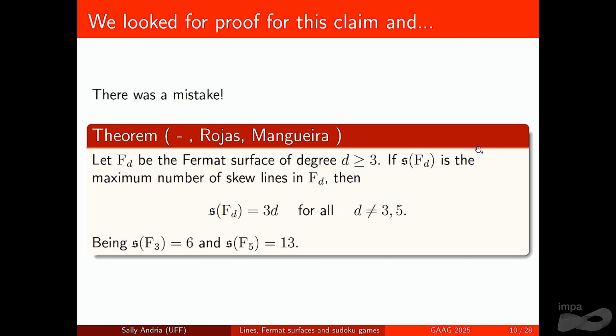So we proved that if FD is the Fermat surface of degree D, and SFD is the maximum number of skew lines in FD, SFD is equal to 3D for all D except 3 and 5, because for 3, we already know that it is 6, and for 5 it is 13. Okay.